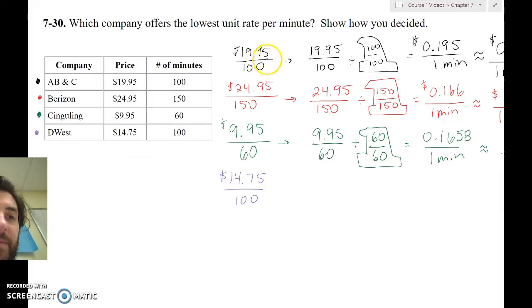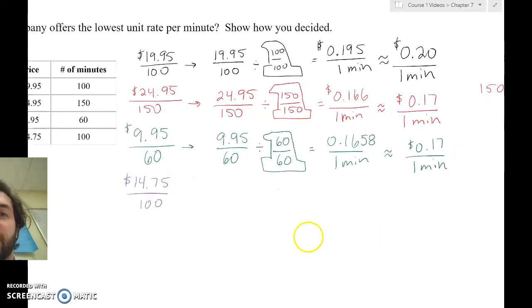So here we go. I set up each of their ratios. Here's A, B, and C, Verizon, Chinguling, and DW West. And I said for each one, let's take the rate that we were given, and let's not see how much it costs for 100 minutes. Let's see how much it costs for 1 minute. So that's what I did for each of these.